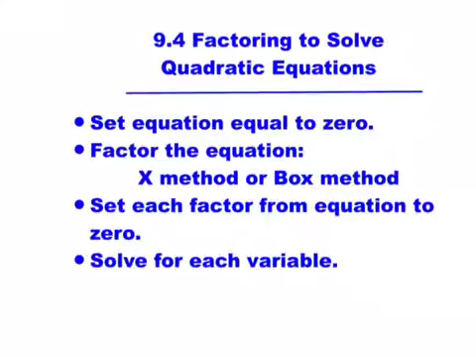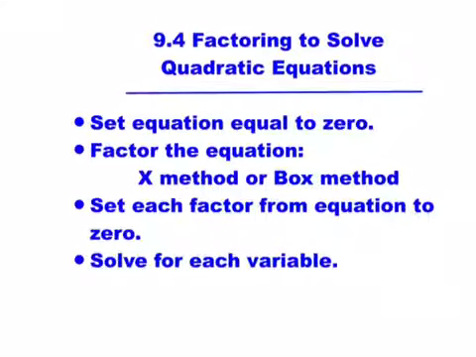Then we're going to factor the equation, and remember these are the ones where you're going to have that middle term. If they don't have that middle term, then we use that square root method. But for these ones, you need to use the x method or the box method or the grouping method. Remember that x method we can use when there's not a leading coefficient on our x squared, so it's a coefficient of 1. Or we use that box or grouping method when there is a number paired with that x squared.